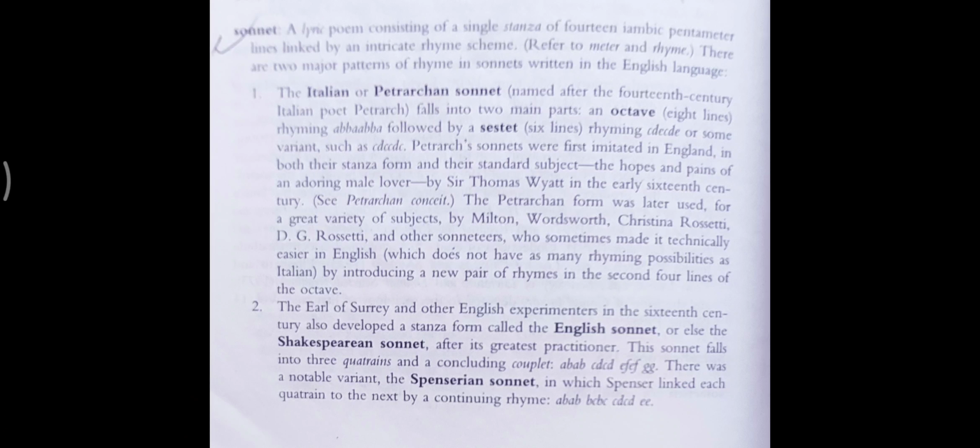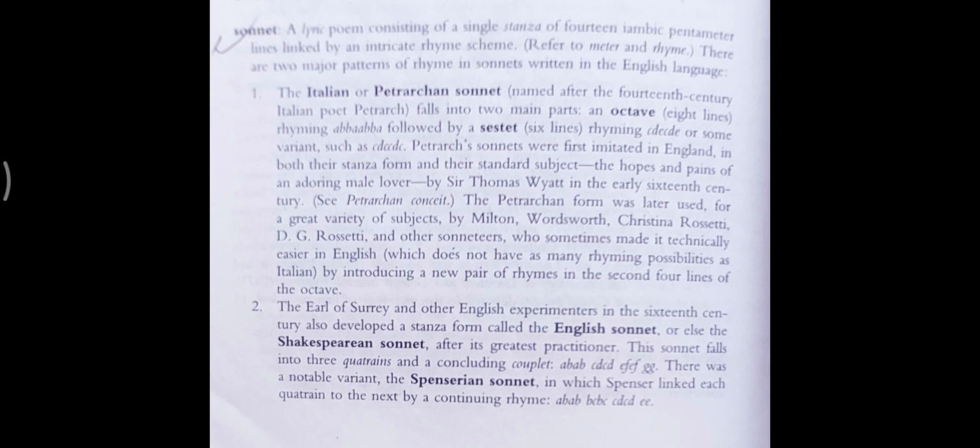Petrarch's sonnets were first imitated in England in the 16th century by Sir Thomas Wyatt and the Earl of Surrey. Both are credited to have brought the sonnet as a lyric form into English poetry and introduced it to fellow English poets. The Petrarchan form was later used for a great variety of subjects, and it again became one of the dominant forms of poetry writing, and so many poets thereafter tried their hand at writing the Petrarchan sonnet.